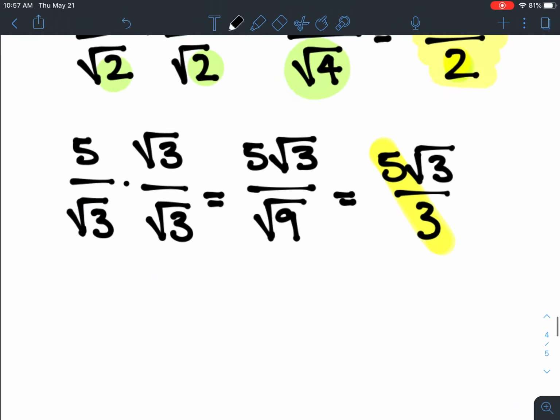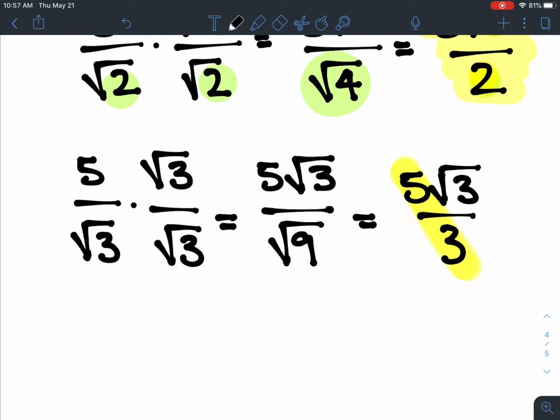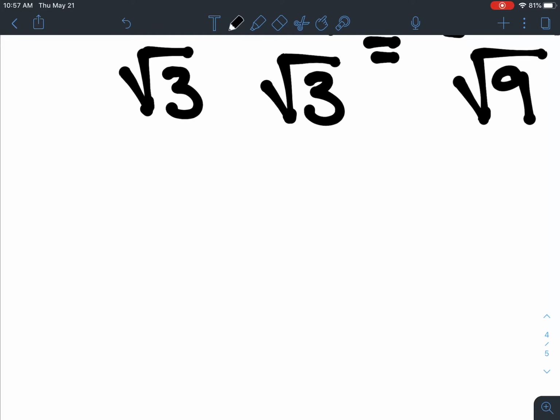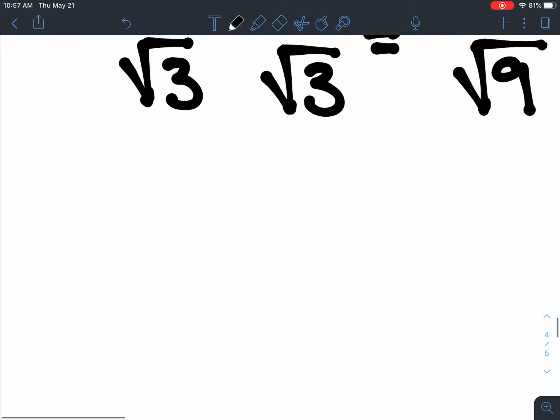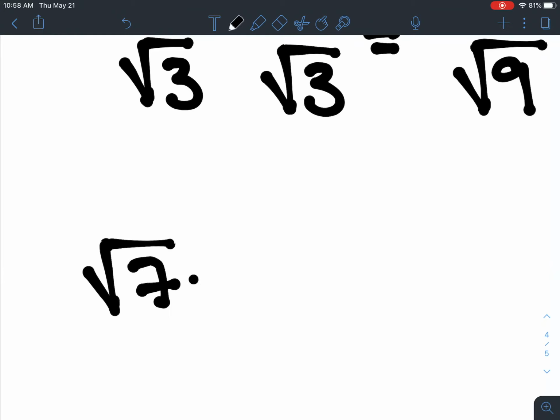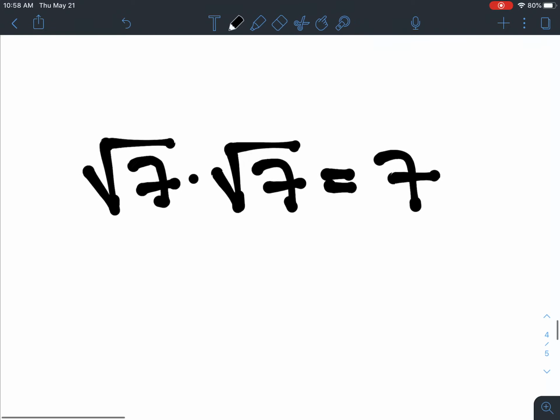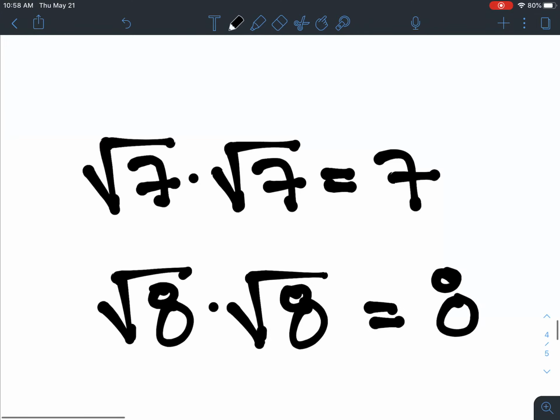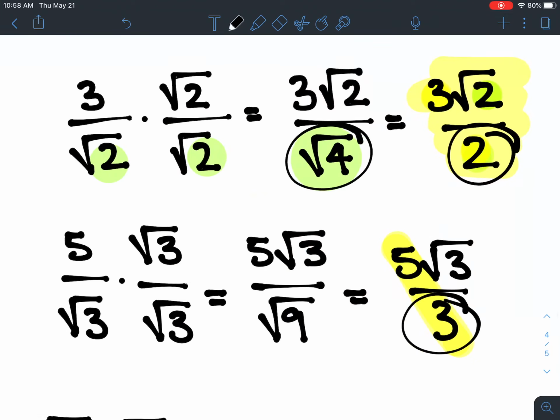So what you should notice here is that we had a pattern. The square root of 2 times the square root of 2 becomes the square root of 4, which is equal to 2. The square root of 3 times the square root of 3 becomes the square root of 9, which is equal to 3. So essentially, when you multiply a radical by itself, the product is just what's underneath the radical. For example, the square root of 7 times the square root of 7 is equal to 7. The square root of 8 times the square root of 8 becomes 8. So you don't even have to do the step where you make it the square root of 4 or the square root of 9. You could just jump straight to 2 and 3.